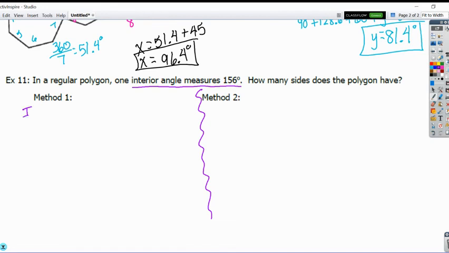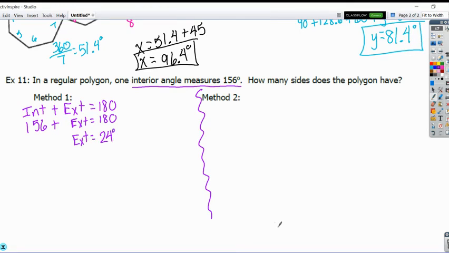So in method 1, I'm going to use the fact that I know an interior angle and the exterior angle are a linear pair, so they have a supplementary sum of 180 degrees. In this case, I was just told that the one interior angle is 156. So let's go ahead and figure out what the exterior angle that matches it is, solve that equation, and it turns out that the exterior angle we're dealing with is 24 degrees.